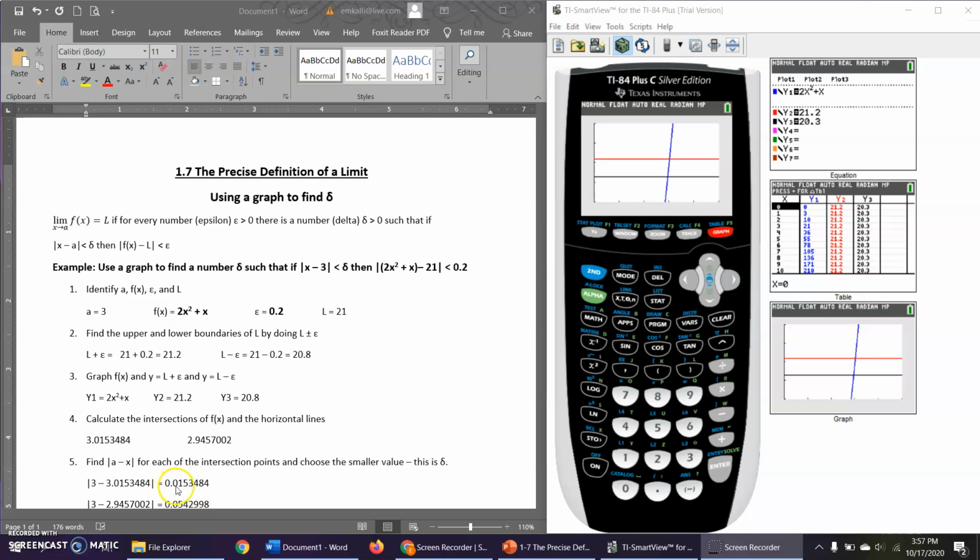So this is 0.015 and this is 0.054. So this value right here is the smallest value, and that is my answer. So this highlighted value is the answer. Now again, you could round it differently. So 0.015 would be acceptable. So you don't have to keep the entire value, but I like to keep as many decimal places as possible because then you're going to be more accurate in your final answer. So I hope this helped you with that process, and let me know if you have any questions.